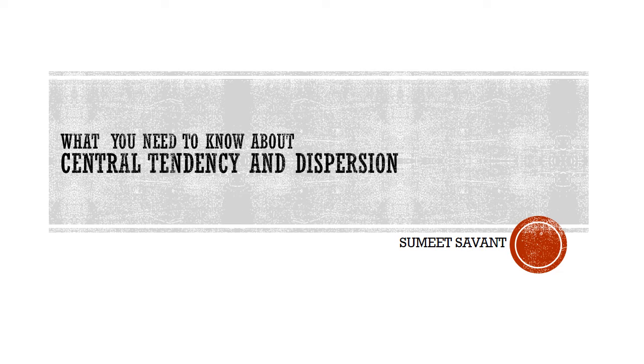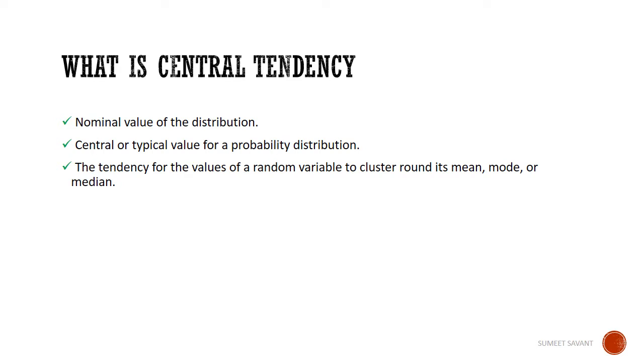What you need to know about central tendency and dispersion. What is central tendency? Central tendency is the nominal value of the distribution. It is a central or typical value for a probability distribution.